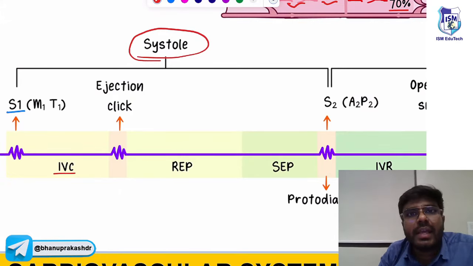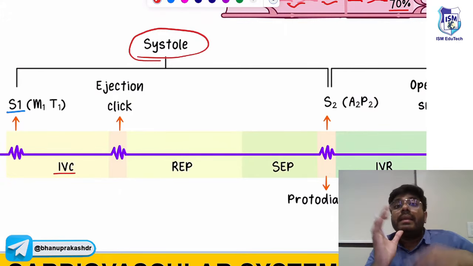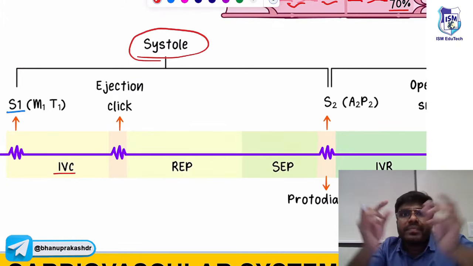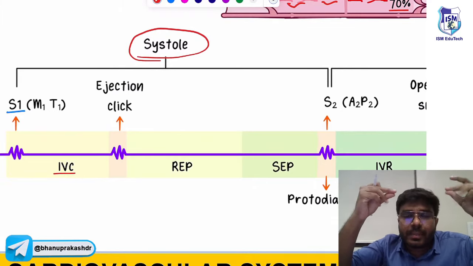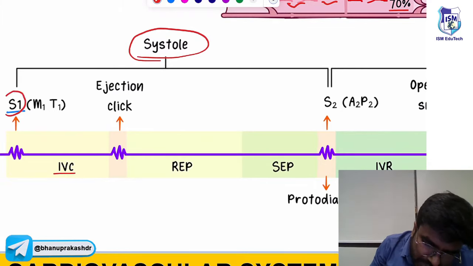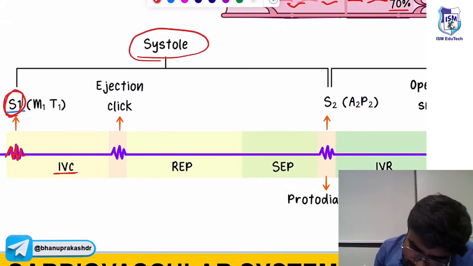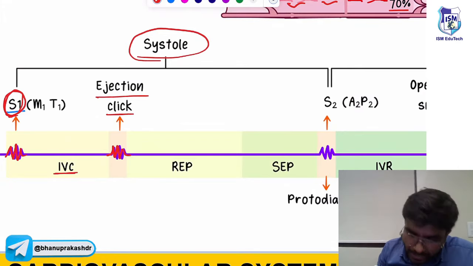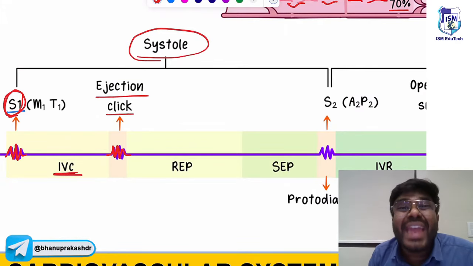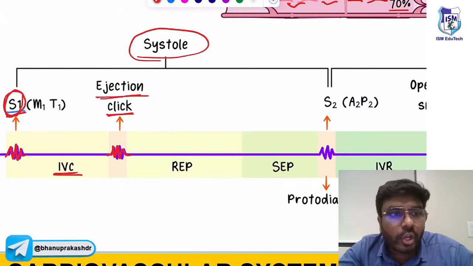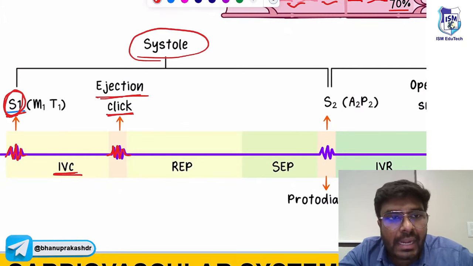Isovolumetric contraction. At the beginning of the isovolumetric contraction, the mitral valve and tricuspid valve close immediately. When they close, they cause the first heart sound, S1. And at the end of the isovolumetric contraction, you are hearing one more sound. What is it? It is the ejection click. So isovolumetric contraction is a phase present between S1 and the ejection click.